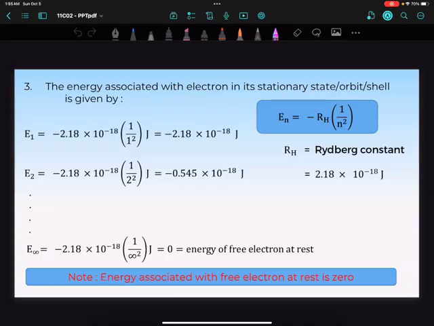equals minus 2.18 into 10 raised to the power minus 18 by 1 square joule, and E2 will be minus 2.18 into 10 raised to the power minus 18 by 2 square. Thus the standard formula will be En equals minus RH by n square.